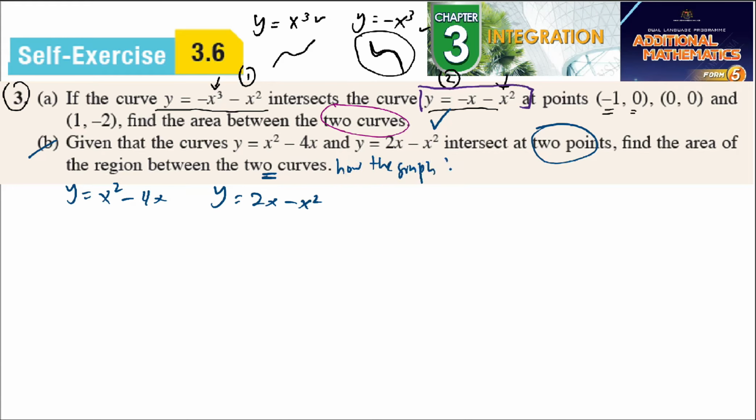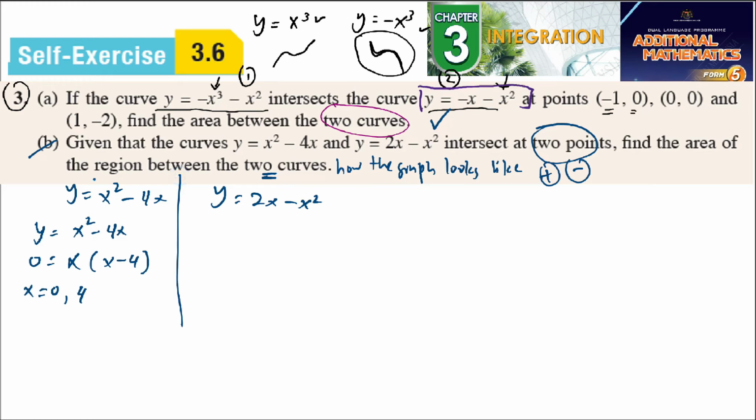So y is equal to x squared minus 4x. We find the intersection first, the x intercepts, so this one is x times x minus 4. So when y is equal to 0, x is equal to 0 and 4. So this is for the first graph, 0 and 4. And you can see the x squared is positive, so it's something like this, where it intersects at 0 and 4. So for the second one, y is equal to 2x minus x squared, right?